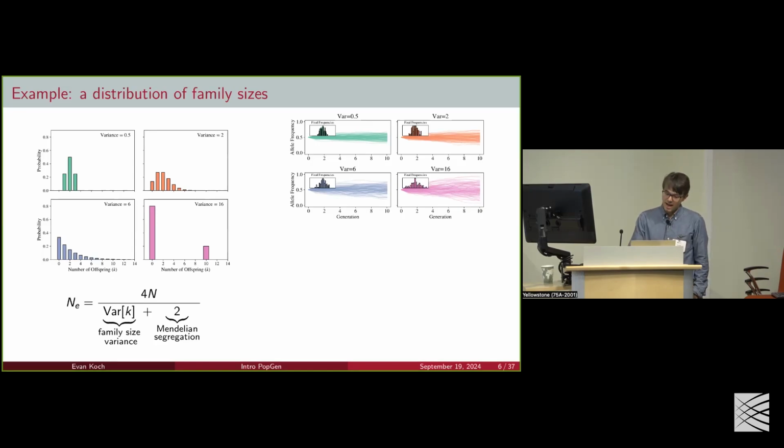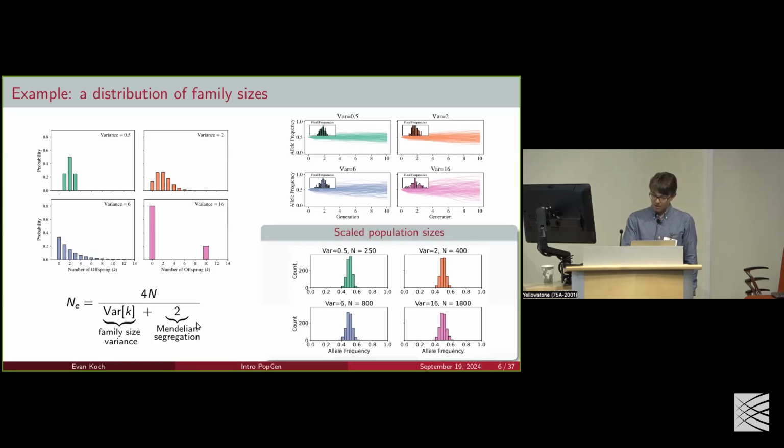as we might expect intuitively. And then in mathematical terms, we can say that the effective population size N_e should be 4 times the diploid size over this variance in family size, plus a contribution from Mendelian segregation. Interestingly, this also illustrates the fact that even if there was no variance in family size, you would still get genetic drift in diploids just from Mendelian segregation. So then if we went through and we actually scaled the population sizes in each of these family size models so that they should have the same effective population size, you see that indeed the distribution of allele frequencies after random sampling one generation does actually look very similar.